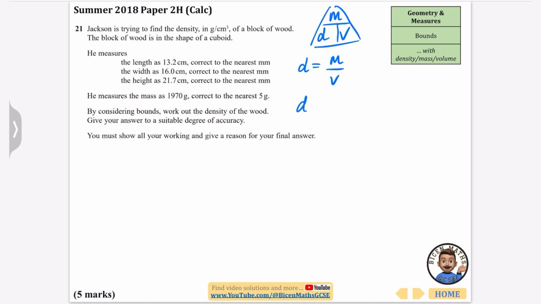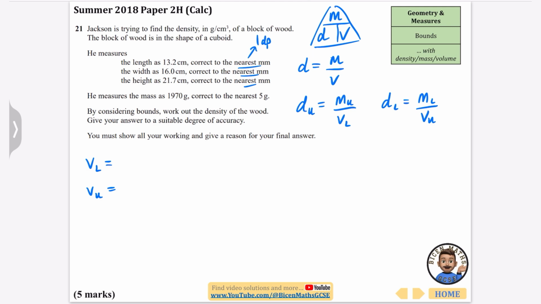So if I want to do the density upper, I'm going to do the mass upper divided by the volume lower. And if I want to do the lower bound of the density, I want the top to be as small as possible and I want the bottom to be as big as possible. I'm going to begin by finding the lower bound of the volume, and then I'm going to find the upper bound of the volume. These have all been to the nearest millimetre, in other words, to the nearest 1 decimal place. Nearest millimetre is the same thing as to 1 decimal place because it's in centimetres.